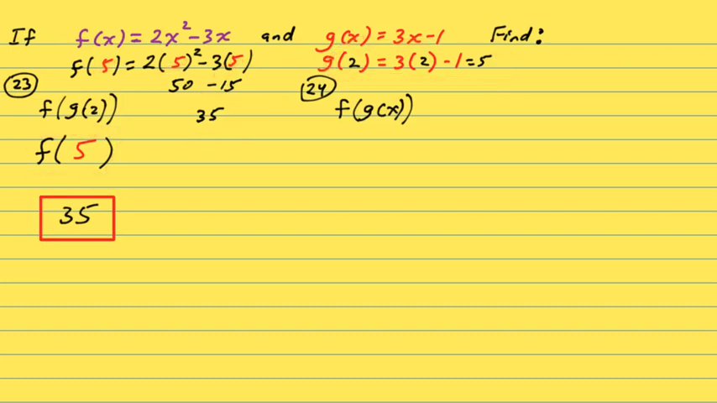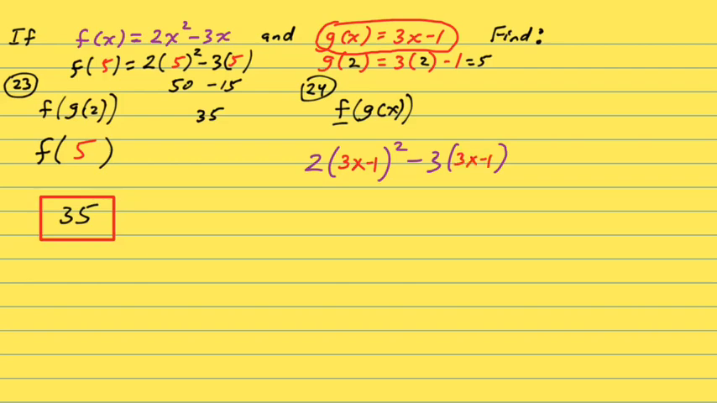Okay, now I'd like to do f of g of x. F of g of x, I look at, this is called a composite function. You want to do f first. F's on the outside. The f function is 2x squared minus 3x. And then you want to replace the variable with the other expression. So I want to replace the variable with 3x minus 1.